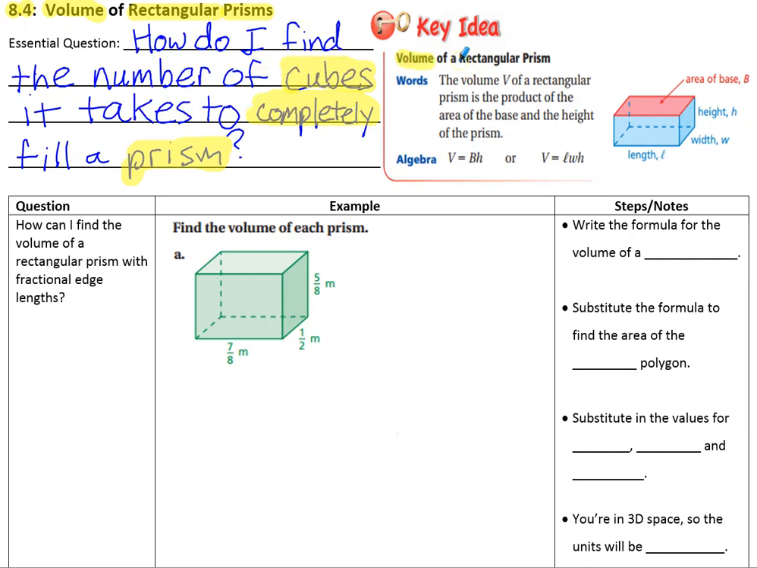Volume of a rectangular prism. The volume V of a rectangular prism is the product of the area of the base. Area? I thought we were talking about volume. And the height of the prism. I should have a rectangular prism also highlighted here. Why would area, which is square area, have anything to do with volume, which is the number of cubes?